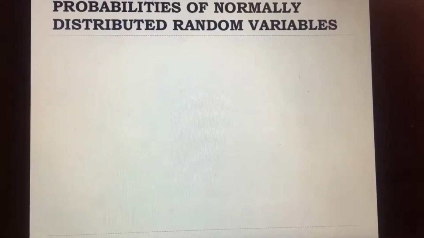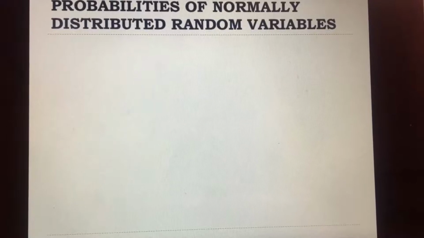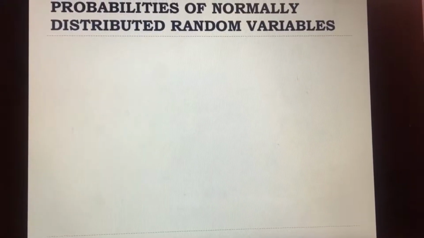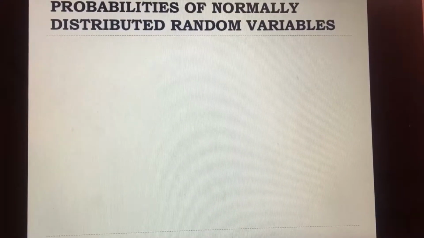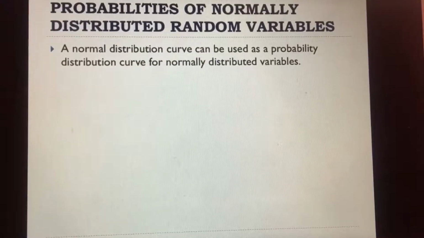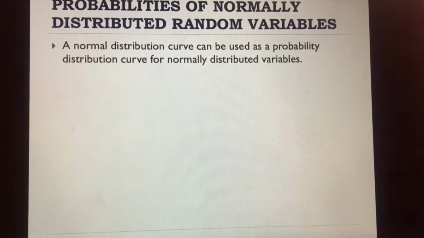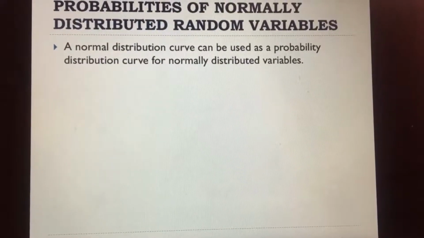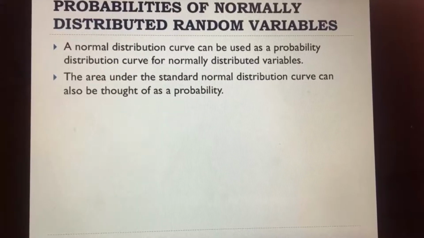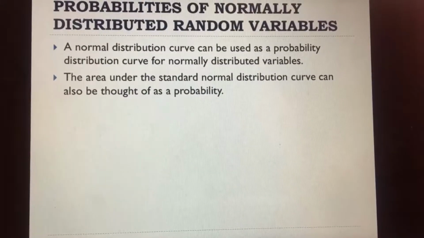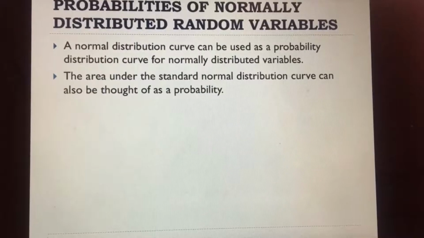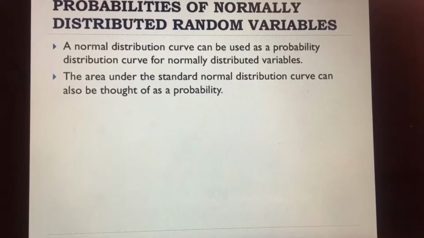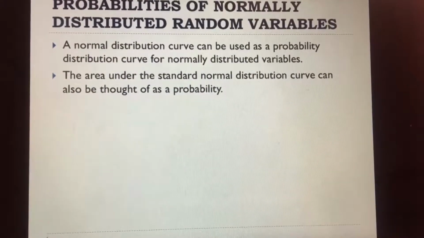Since we already know how to find the area under the standard normal curve, next is finding the probabilities of normally distributed random variables. A normal distribution curve can be used as the probability distribution curve for normally distributed variables. The area under the standard normal distribution curve can also be thought of as a probability. So in short, the area under the standard normal curve is also the probability.